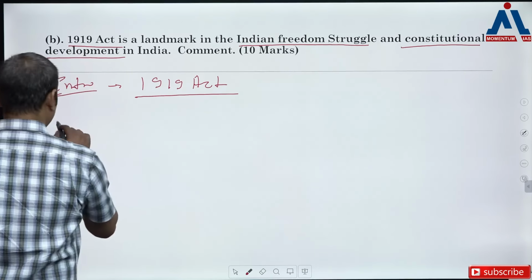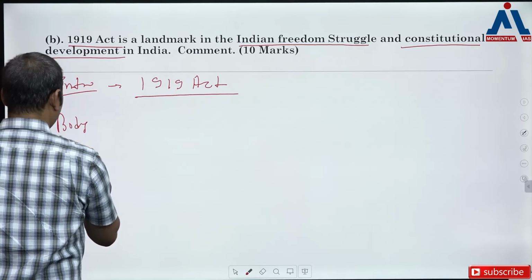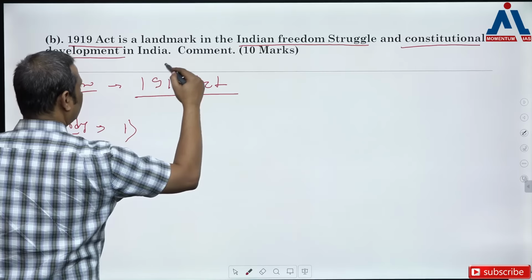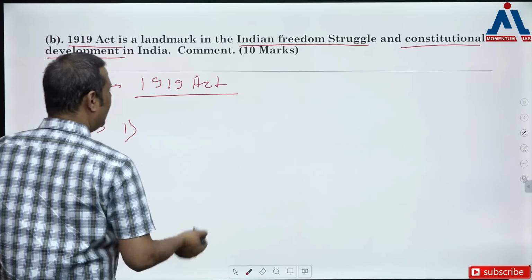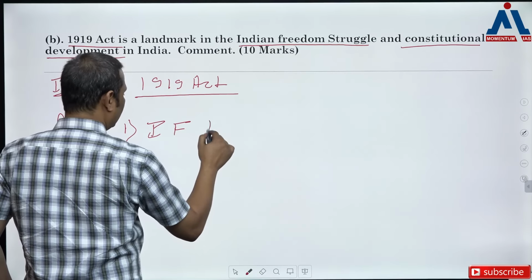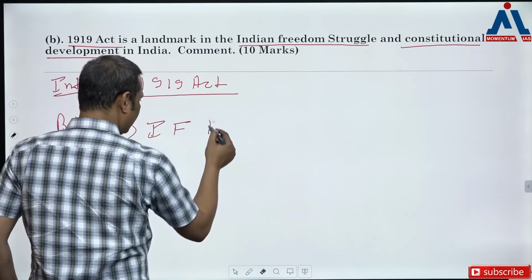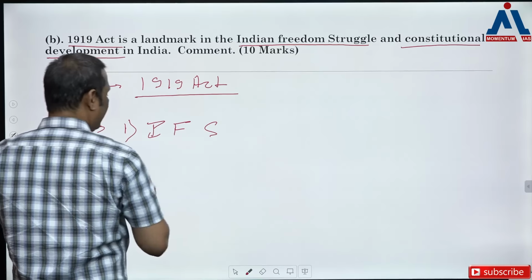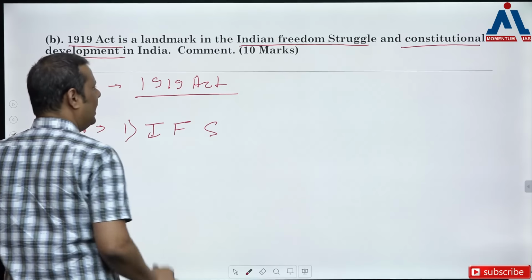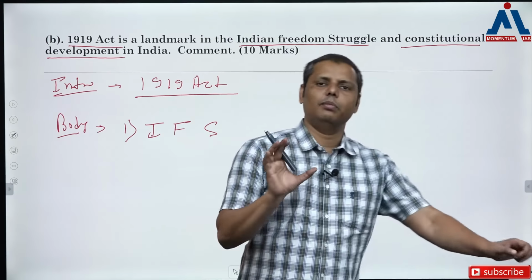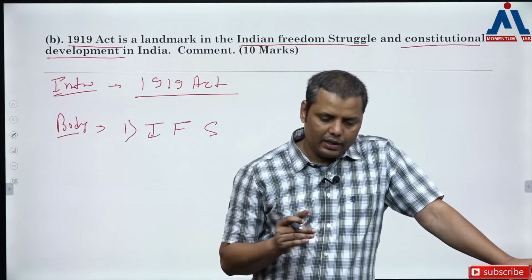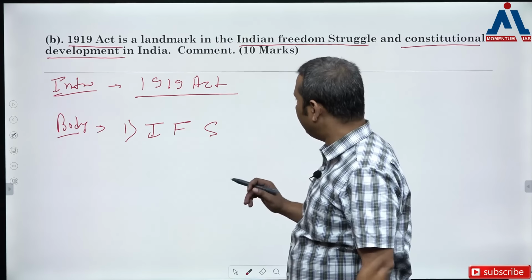And then after this you come to the body part, and in this particular part you have to divide the answer in two parts. Part number 1, where you will be writing how it left an impact over the Indian freedom struggle. So you can write Indian freedom struggle, right? So here you'll be writing that the 1919 Act had been leaving a bigger impact over this Indian freedom struggle. Immediately before it, it's not 1990, it's 1919, okay?